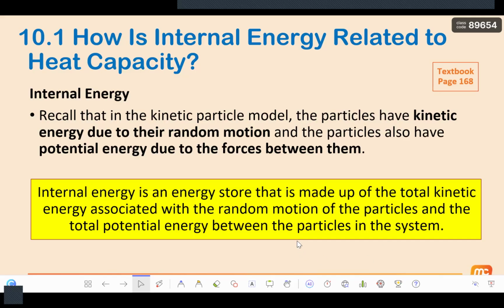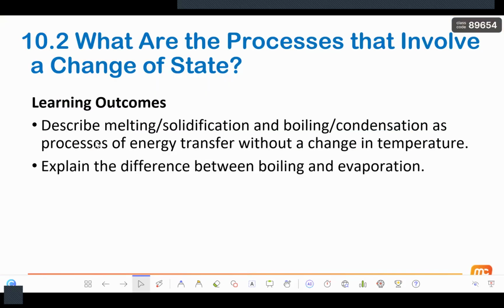Then we are going to zoom into what happens during the change of state, what happens to the kinetic and potential energy as heat is being added to a substance or heat is being removed from a substance. So you'll be able to go through these changes of state like melting, solidification, boiling, condensation as a process of energy transfer without a change in temperature, and explain the difference between boiling and evaporation.